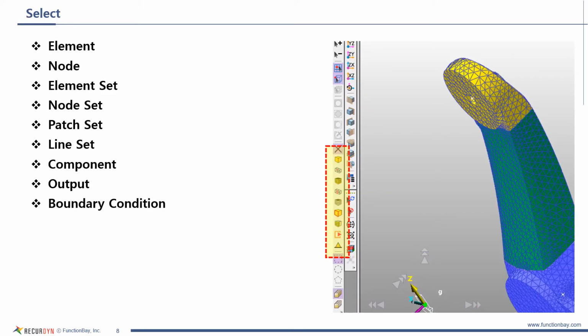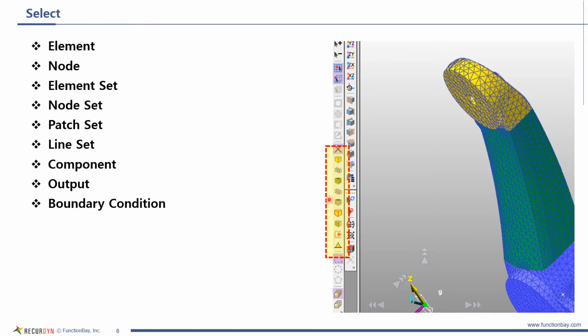Let me show you the select toolbar you should remember. For an MFBD simulation, many kinds of entities are used. Therefore, before selecting an entity, it is better to specify the entity type to be chosen in advance. You can click the corresponding button on this toolbar before selecting an entity such as element, node, and so forth.